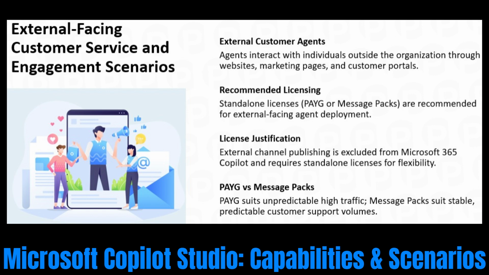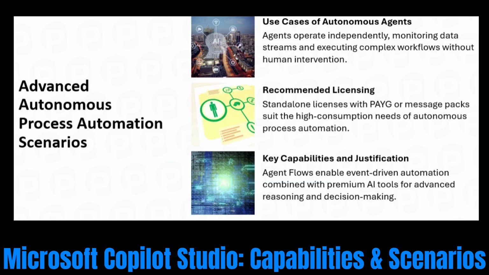Correct. The recommended license here has to be standalone, either PAYG or message packs. It's non-negotiable because you need that right to publish externally. Then you just choose PAYG if you need elasticity for unpredictable traffic, or message packs if you want a capped cost for steadier traffic. Makes sense. External requires standalone. What about really advanced stuff?